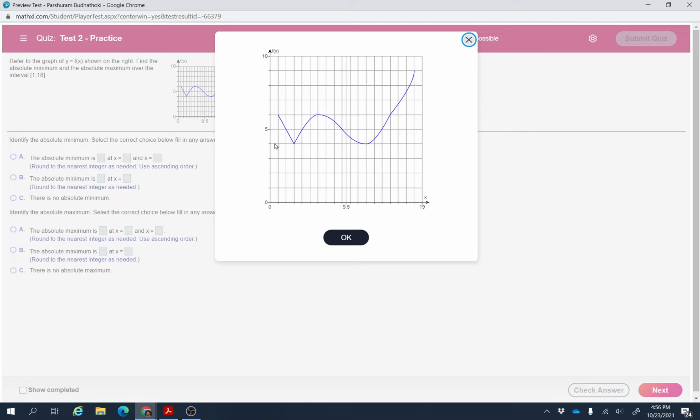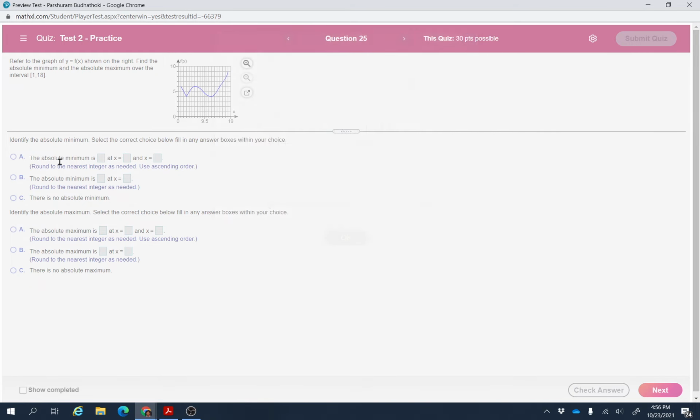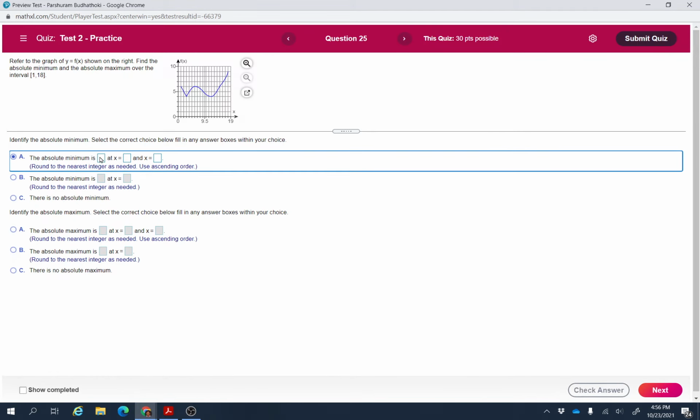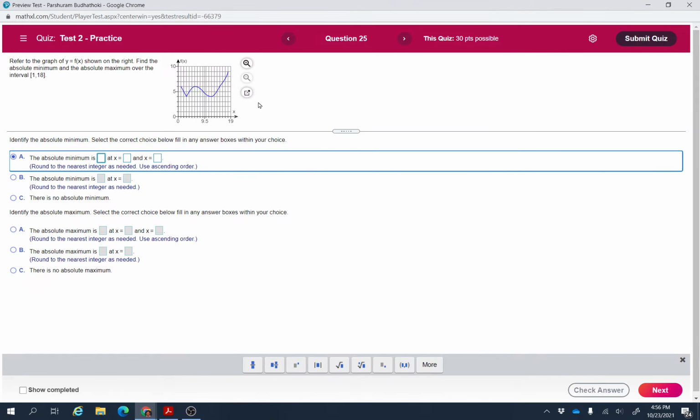Yes, here, this is 9.5. It's 1, 2, 3 at 3, and 10, 11, 12 at 12, you have the local smallest value, and then the largest value is at 18, which is 9. Okay, so the absolute minimum value is, what is the absolute minimum value?